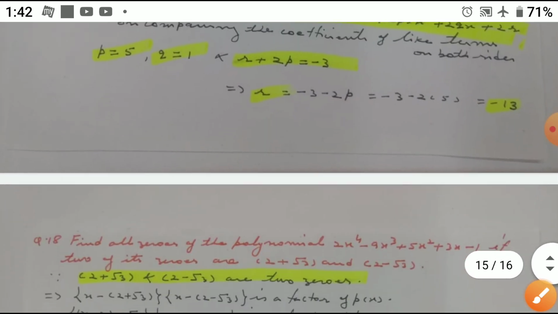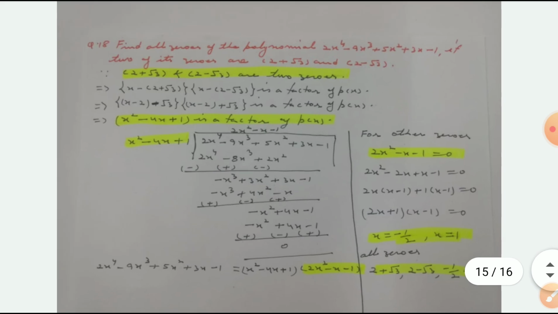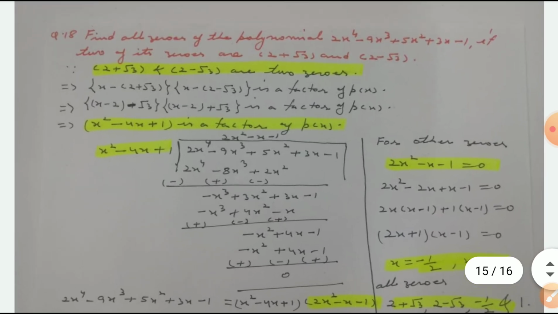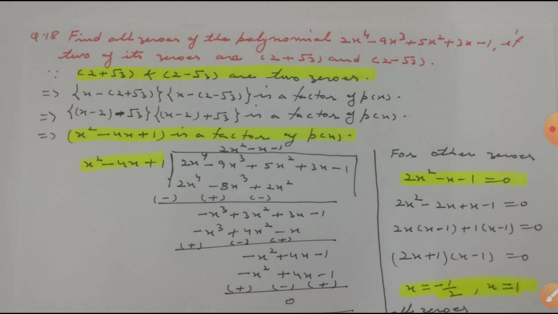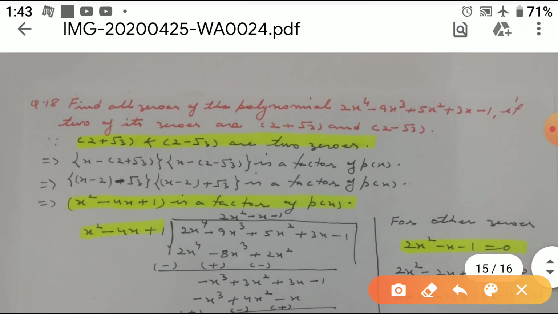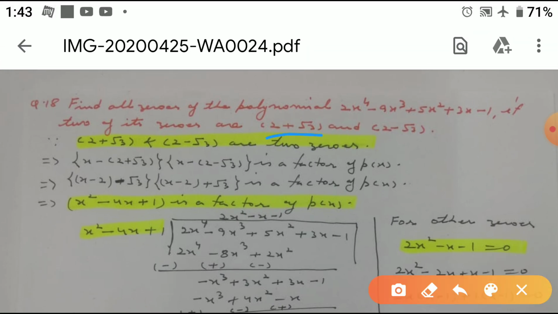Right, now come to question number 18 here. Find all the zeros of the polynomial 2x4 minus 9x cube plus 5x square plus 3x minus 1 if two of its zeros are 2 plus under root 3 and 2 minus under root 3. So look, here these are two zeros.